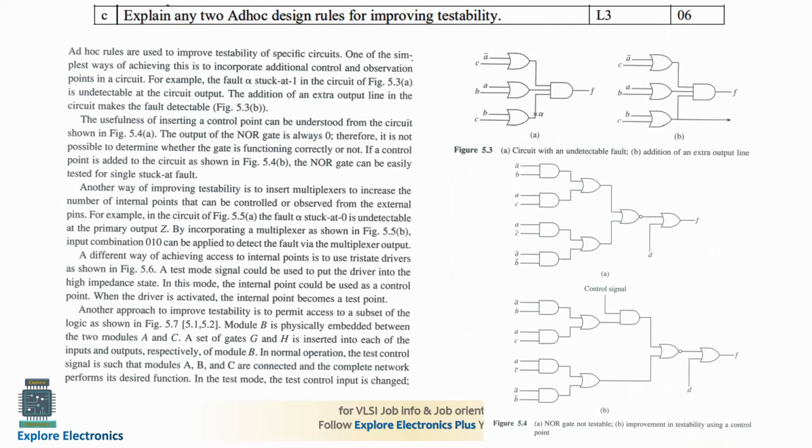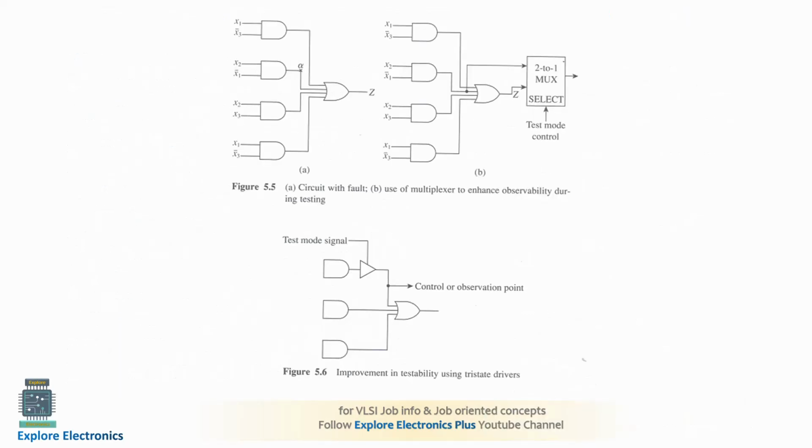So the next question is, explain any two ad hoc design rules for improving testability. There are many ad hoc design rules for improving the testability. Here they have asked you to write two such rules. So you can go through all the rules, it is better to know. If they ask for 10 to 12 marks, you need to write all the rules in your answer. So you can write two ad hoc design rules in this question. You can go through this. This is the answer for that particular question.